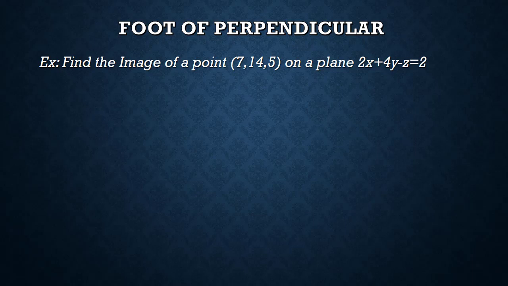So first of all, we'll find out the foot of perpendicular. Find the foot of perpendicular of a point 7, 14, 5 on a plane 2x plus 4y minus z equals 2. So what to do? See, first let alpha, beta and gamma be the coordinates of the foot of perpendicular M. So let's have the image again, a small image. Okay, this is M and this is point A.